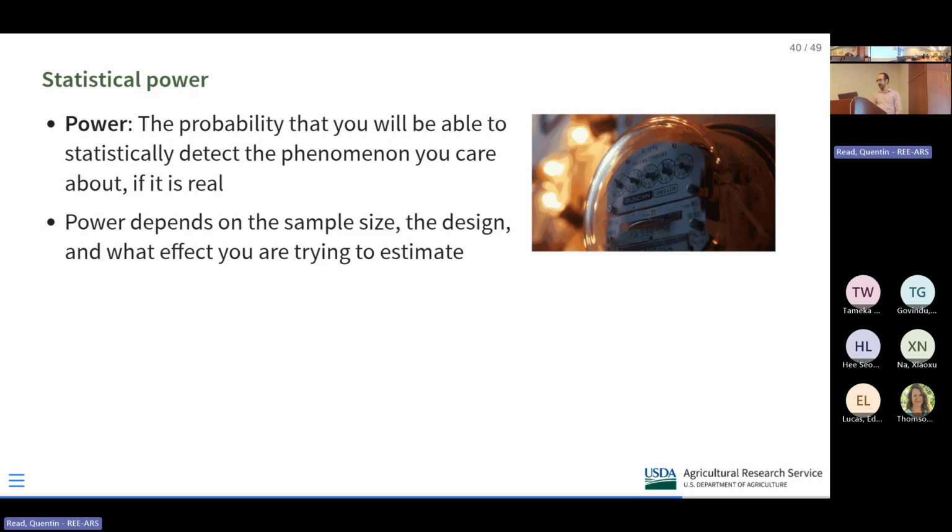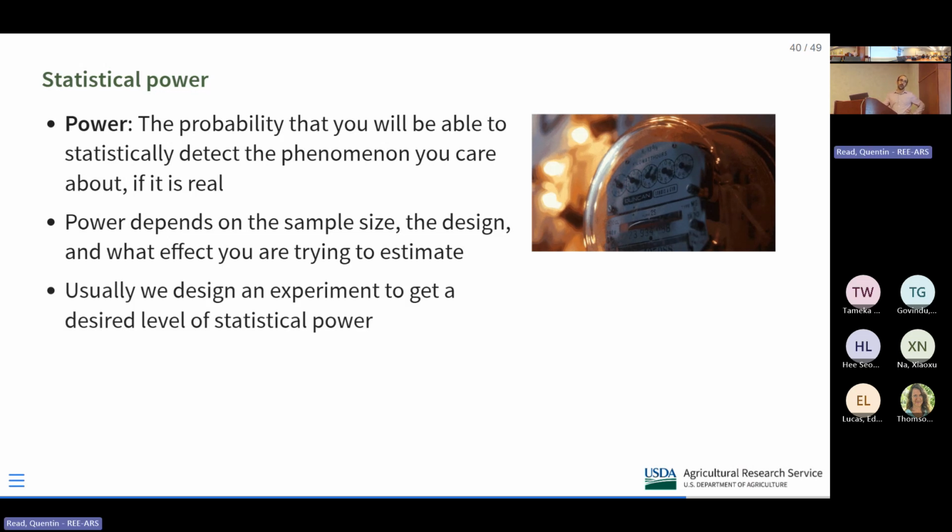And it depends on your sample size, right? If you have more replication, you have more probability to detect the effect because you have more precision on your estimate. It depends on your experimental design, like I said, and it also depends on what effect you're trying to estimate. If you're trying to estimate a very weak effect, you have low power unless you have a very big sample size. Versus a strong and obvious effect, you wouldn't need as much sample size to get the same probability of detecting that effect.